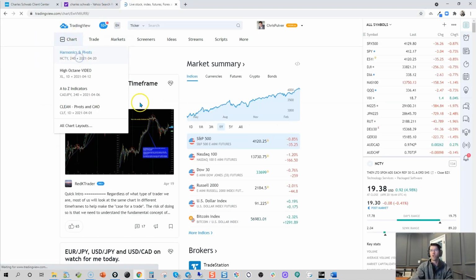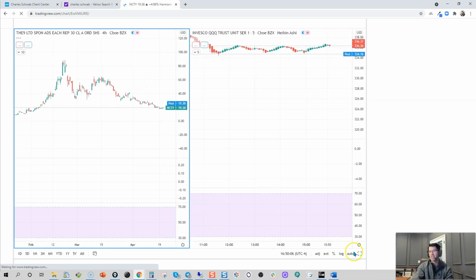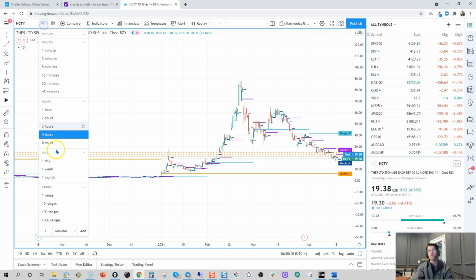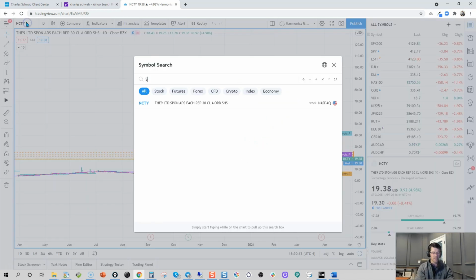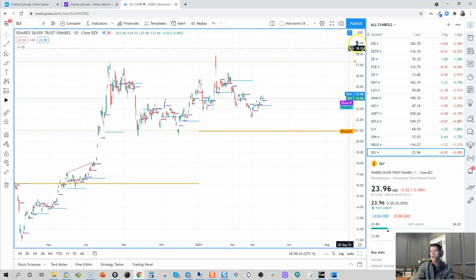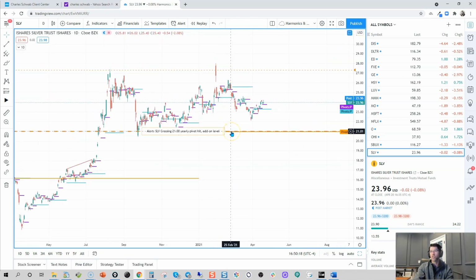So I'm going to get into my charting platform here and set this up for SLV. Let me go into a daily chart. And this is SLV. I've been eyeing this one pretty closely. I'm looking at a pending order at $21. All right, so that yearly pivot is right there at $21. I would love to buy SLV at 21.05.